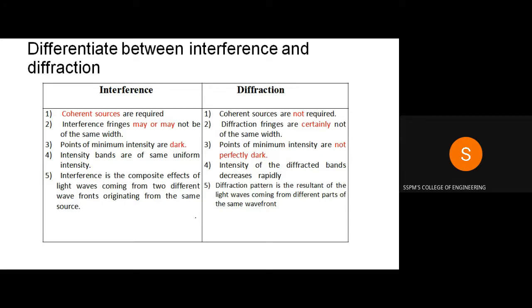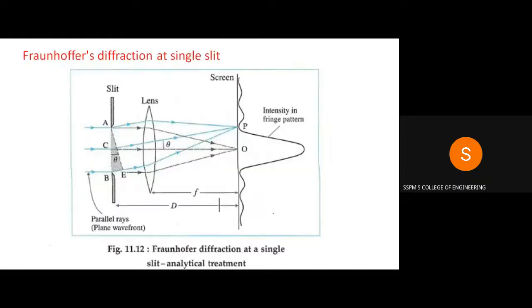Interference is simply the composite effect of light waves coming from two different wavefronts originating from the same source, so coherent sources are required. And the diffraction pattern is the resultant of light waves coming from different parts of the same wavefront. Okay, so there is no requirement of coherent sources.